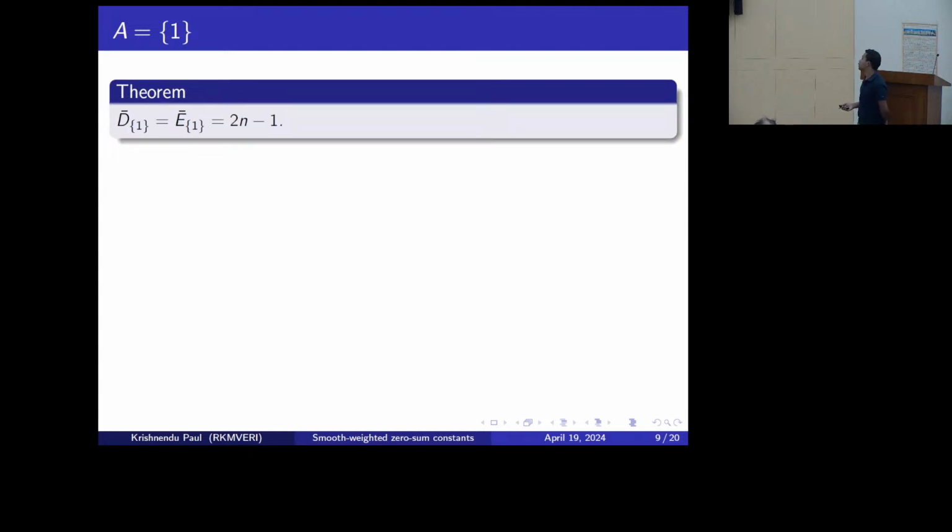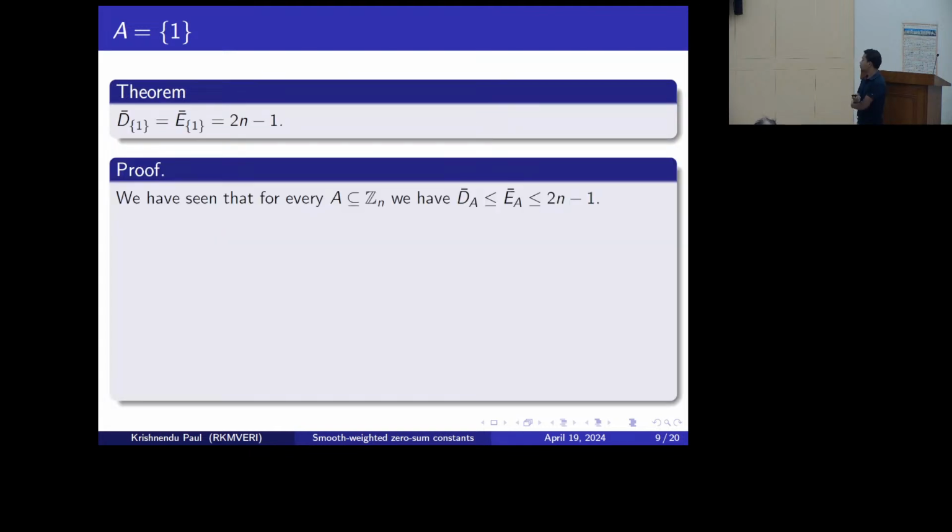Next, for this weight set, we get the upper bound as a constant for both D and E. Actually D-bar is less than or equal to E-bar. So E-bar less than or equal to 2n minus 1 means 2n minus 1 is an upper bound of D1 also, D-bar also.